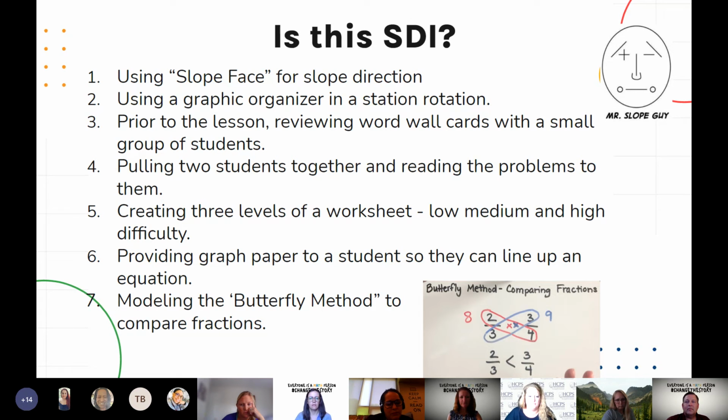Come on, brave people. That's just scaffolding. Yeah, it's just differentiation, right? And then 6 is another one that was a big one. Who wants to talk about why that is? Or isn't?